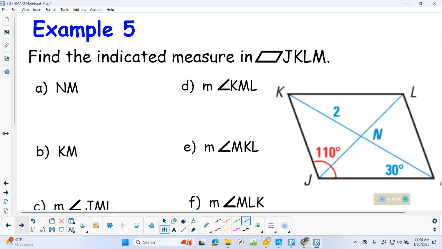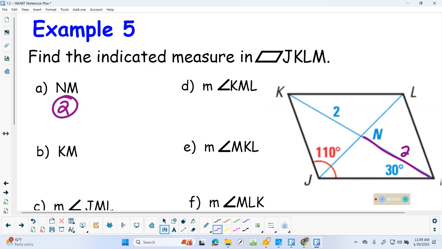Okay, find the indicated measure. I'm just going to start at the top and go down, okay? So first up, it wants you to get NM. My M's off the screen here, sorry. Alright. Well, what do we know about NM? NM, this purple segment. What do you know about diagonals? It's congruent to the other one. So this is 2, because diagonals bisect.